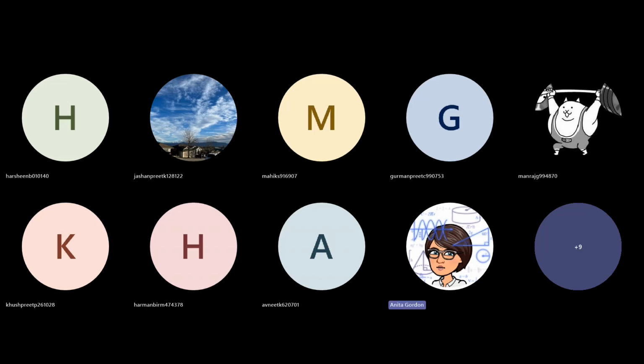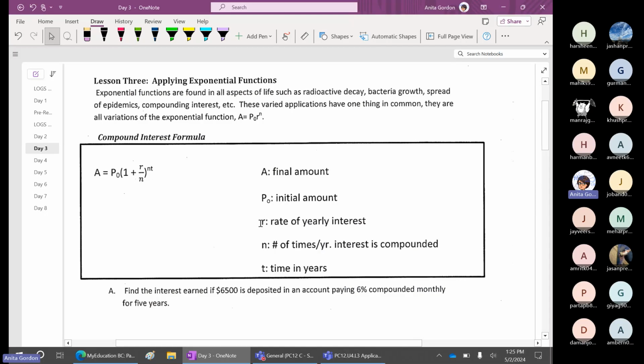Okay, so the difference between simple interest and compound interest. If you're making an investment or you're putting money into a savings account, gentlemen, I'm not speaking over you.